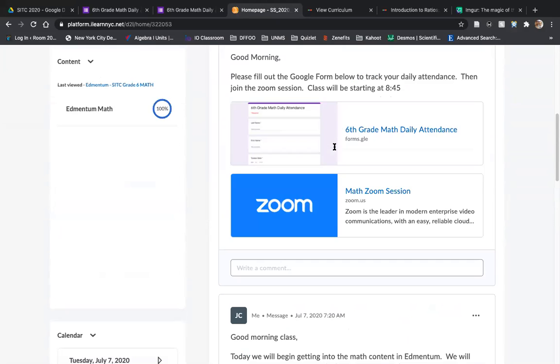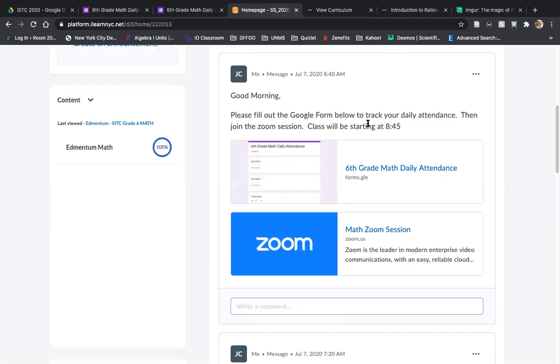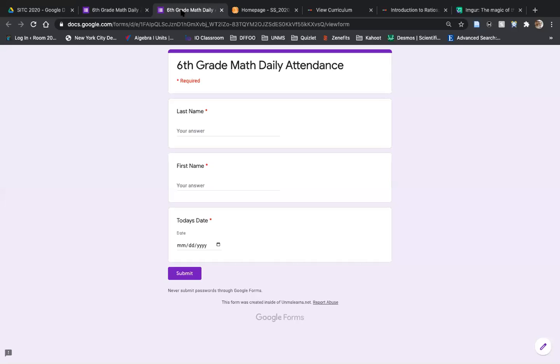And then at around 8:40, I put a second post that had the link to the Zoom session, also a link to this daily attendance sheet. So this is how we're going to track your attendance. I want you guys to try to do this every single day. So you're going to click on this link here. It's going to take you to a page that looks like this.